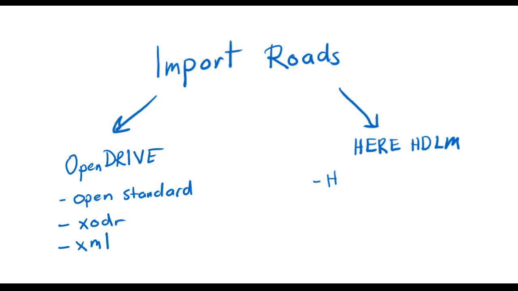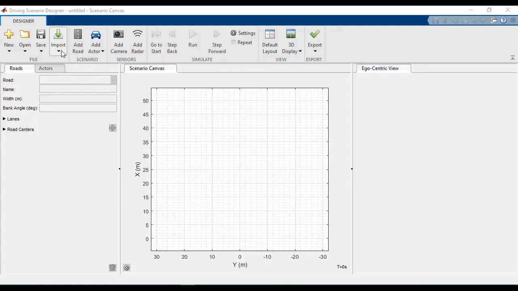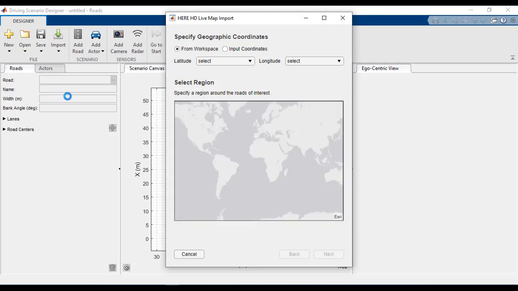We follow a similar process for importing HERE HD Live Maps. HERE HD Live Maps provide highly detailed and accurate information about the vehicle environment, like road and lane topology, and it's suitable for developing automated driving applications. Again, we can start by importing HERE HD Live Maps and zooming in to a latitude and a longitude. I'll specify these values in my workspace.